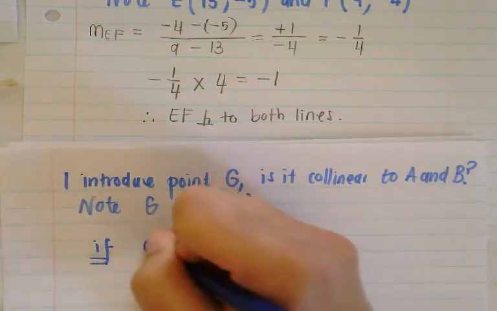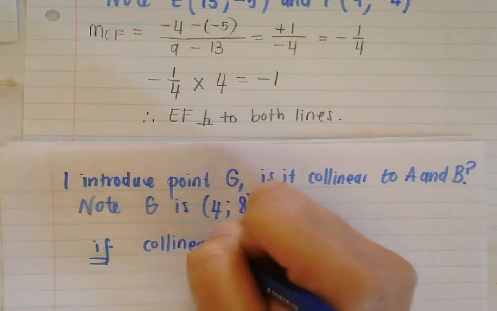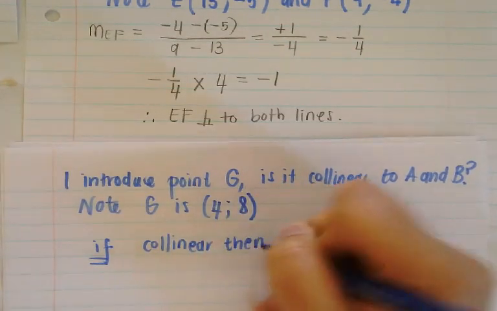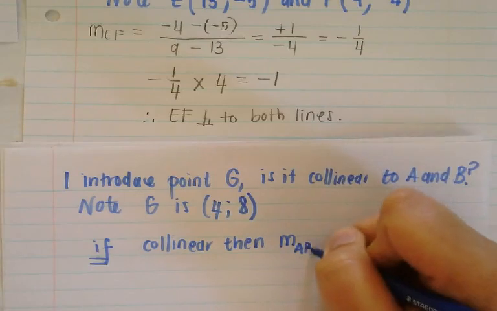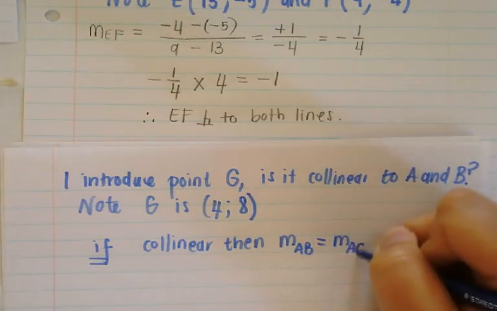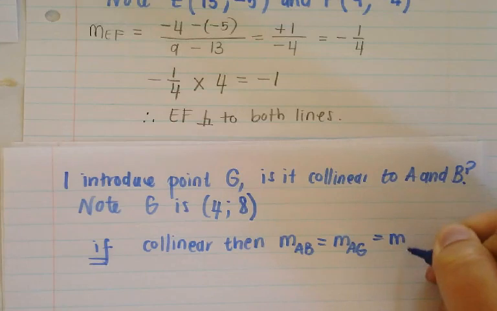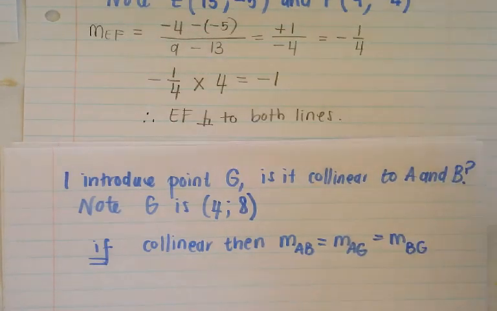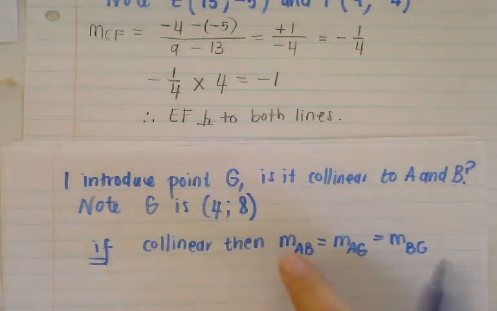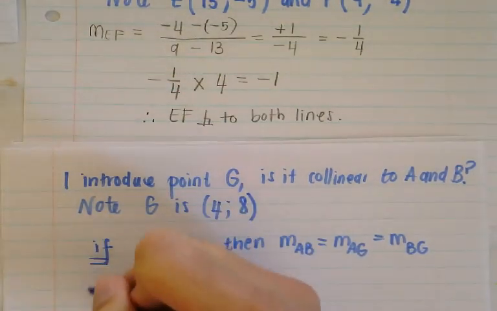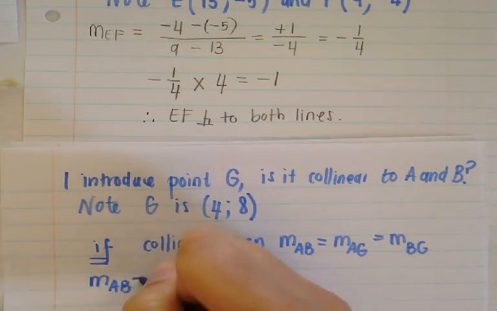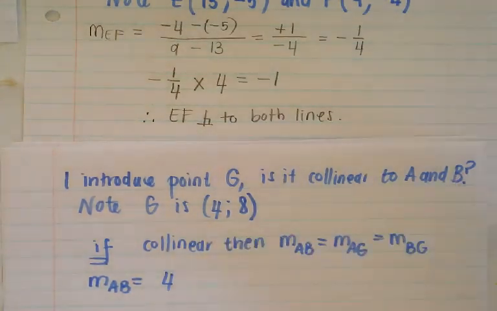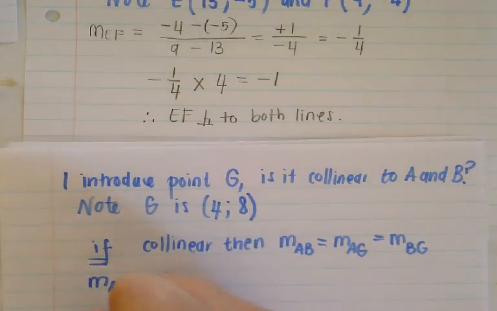If collinear, then MAB will be equal to MAG, which will be equal to MBG. Which means we actually need to know what the gradient of AB is, the gradient of AG, and the gradient of BG. We already have AB, we calculated as 4. So what you need to do now for me is calculate AG and BG, please.